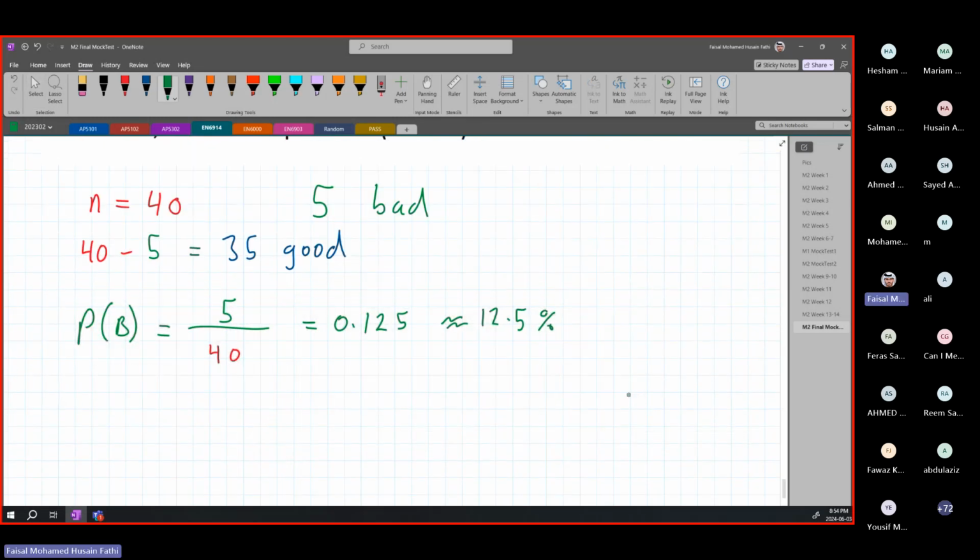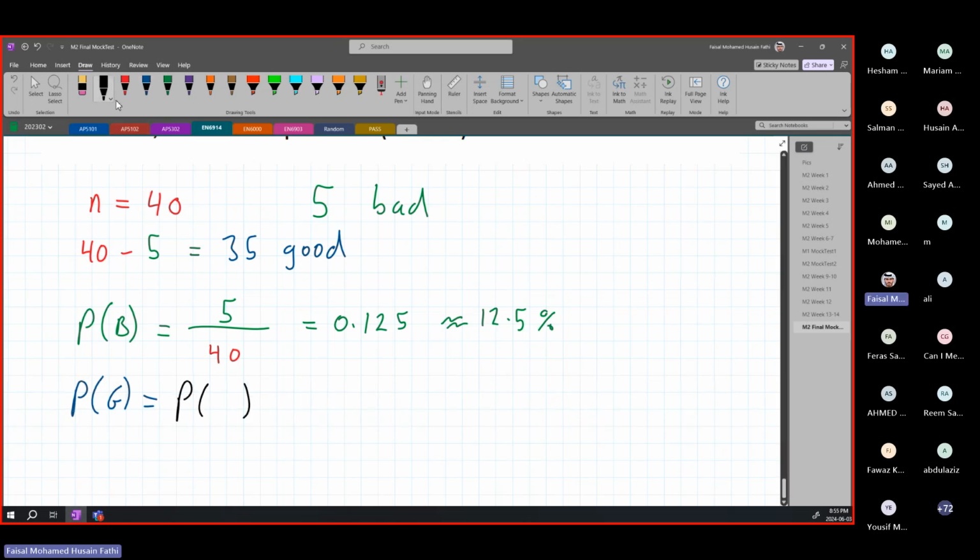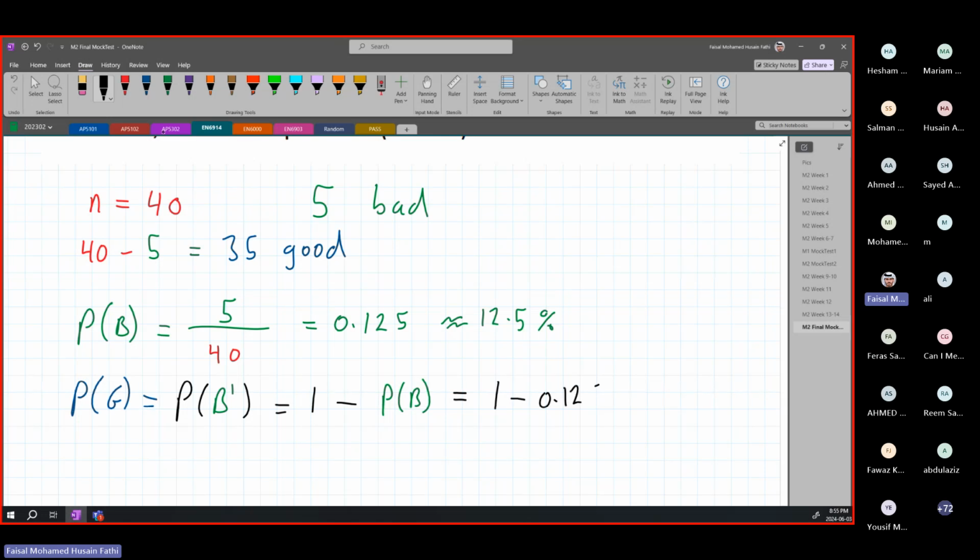So if we want to find the probability of good, it is going to be not bad, right? It basically means that it is the probability of not bad, meaning B prime. And if it's good, it is not bad. And this basically means it is 1 minus the probability of bad. All right? 1 minus the probability of bad, which is equal to 1 minus 0.125. So the probability of good is equal to 0.875, or in other words, 87.5%.